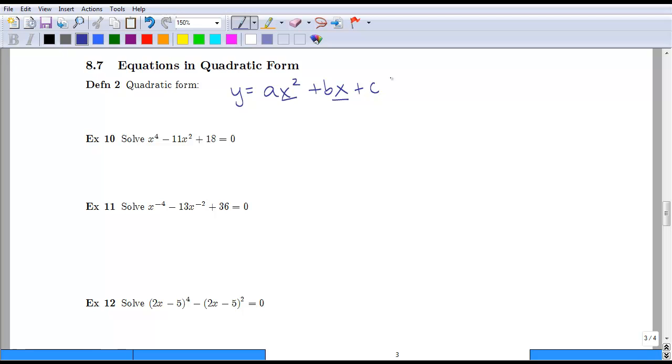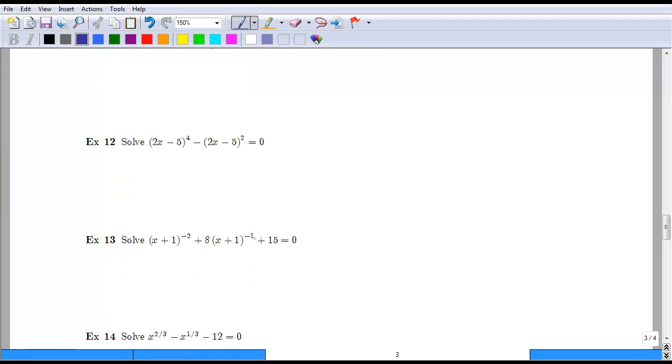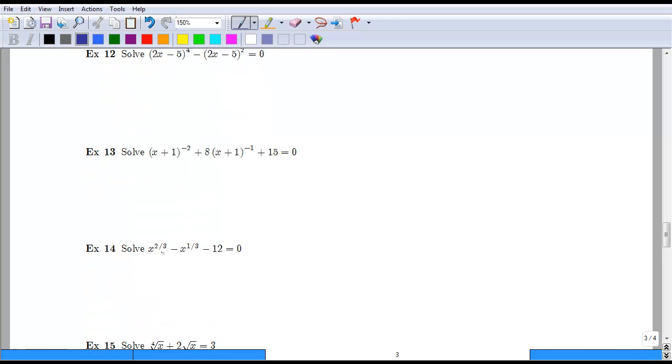All of the examples we have listed here are in quadratic form. Notice with example 10, we've got an x to the fourth and an x squared. Again, the 4 is double the 2, so that's fine. It's in quadratic form. Same thing down here, x to the negative fourth and negative 2. Negative 4 is double negative 2. We've got 4 and 2. Down here in example 12, we've got negative 2 and negative 1, here in example 13. And if you look at example 14, we can also have fractional exponents, which we talked about in the second section in chapter 8. And notice that 2/3 is double 1/3, so this is still in quadratic form.